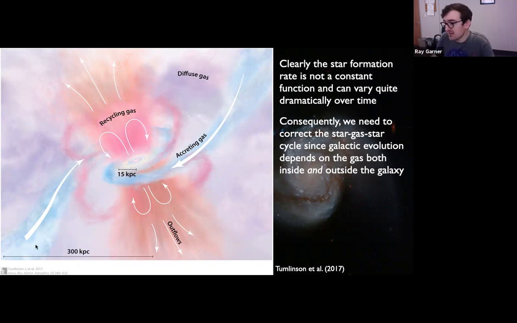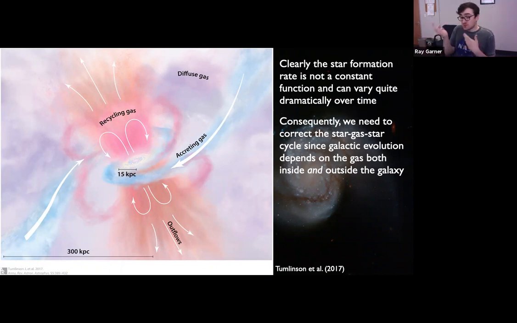outside of the galaxy. This is a beautiful illustration of the entire process used in a paper talking about the circumgalactic medium, the gas that is between galaxies. Where it might be blowing some gas out as outflows. Maybe that will eventually cool and fall right back on as recycled gas. Maybe a galaxy is accreting gas, new gas from the surrounding intergalactic medium. And there's just diffuse gas that maybe can pass through as it moves throughout the universe.